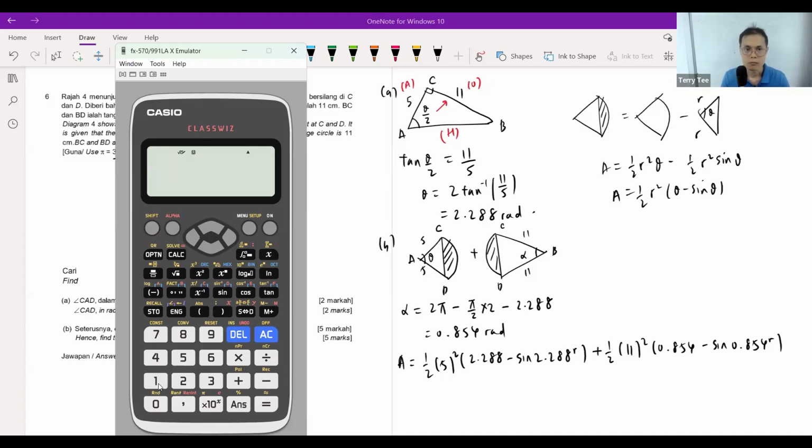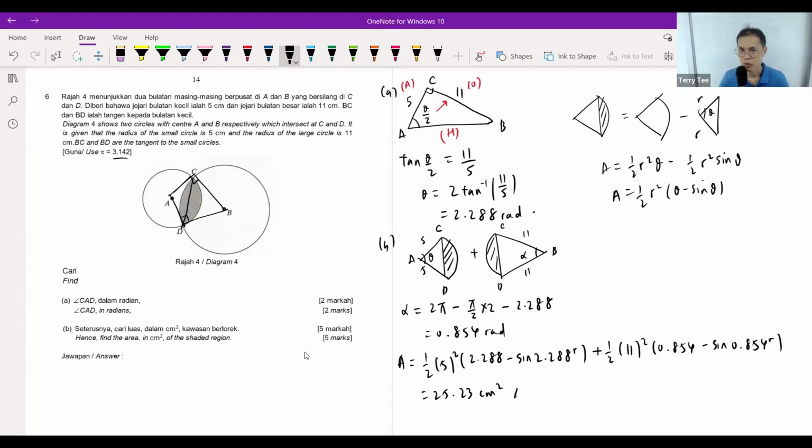We take half, 1 over 2. Your radius is 5, square it. Your theta is 2.288 minus sine 2.288, close bracket. Then you add half again. Your radius is 11, you square it. Your angle is 0.854 minus sine 0.854. So you should get 25.23. Yes, the correct answer is 25.23. Okay.